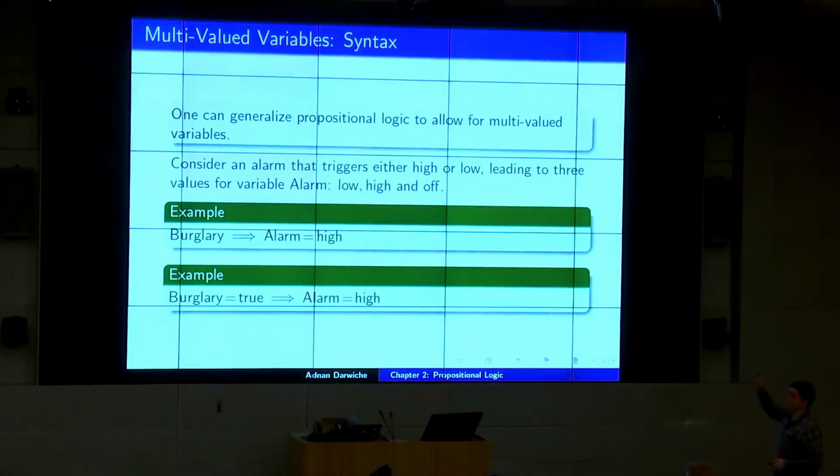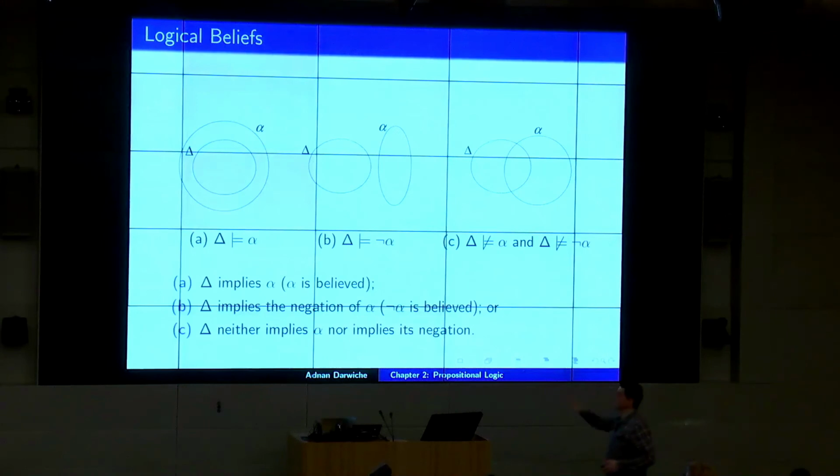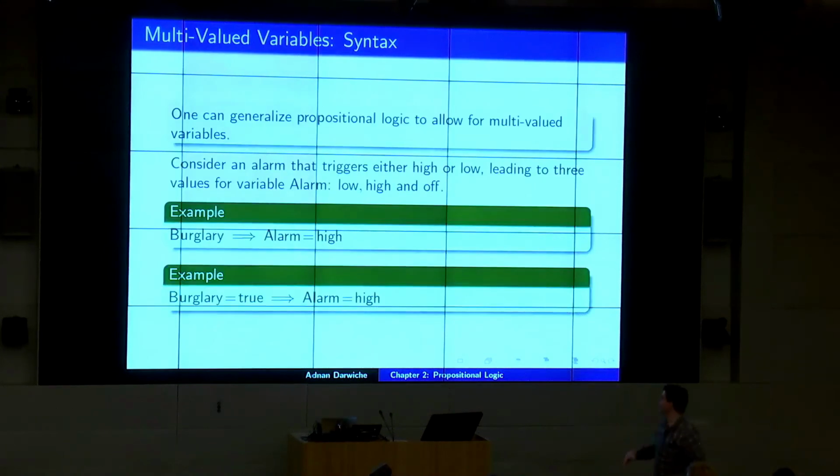You may have multivalued variables. So everything we did now is propositional. So a variable is true or false, right? Sometimes you have something like alarm, and you want to say not whether the alarm triggered or not, but that the alarm triggered low, triggered high, or it's off. Three states, right? That comes out a lot. There is really no conceptual difference in this case.